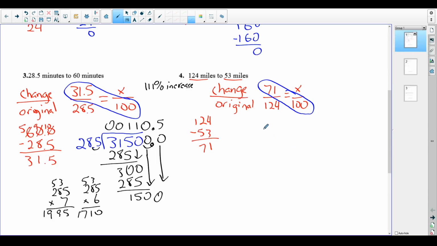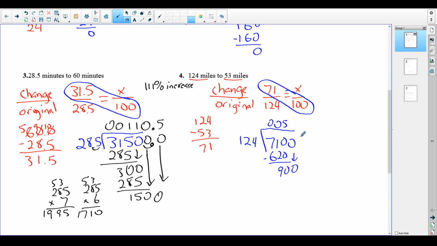71 times 100 is 7100 divided by 124. So 124 can't go into 7, can't go into 71, goes into 710. I wrote down 5 times. That would be 620. And then we subtract this, that would be 90.